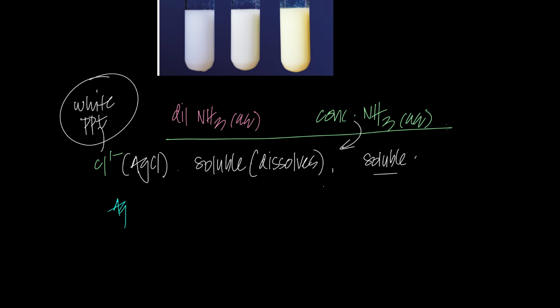What if you have silver bromide, effectively the bromide ion? What's going to happen? If you add dilute ammonia to it, it does not dissolve. Insoluble. But the moment you add conc ammonia to it, it's soluble. Done. The cream precipitate dissolves.